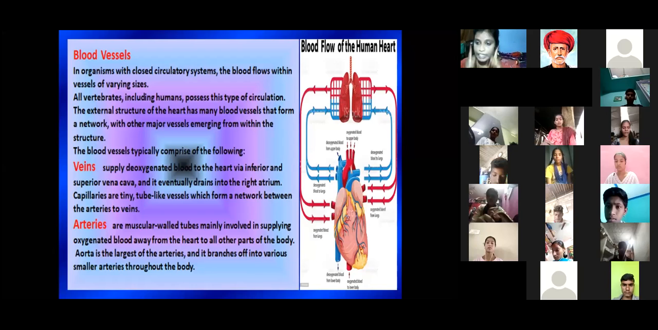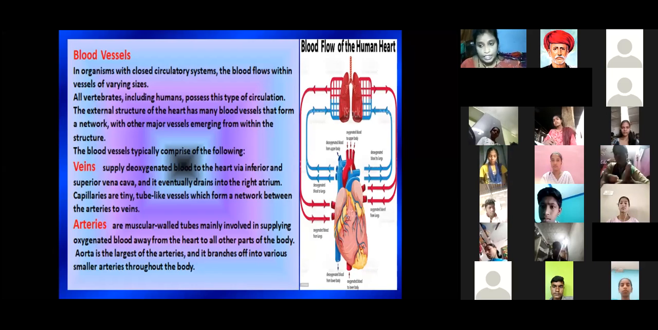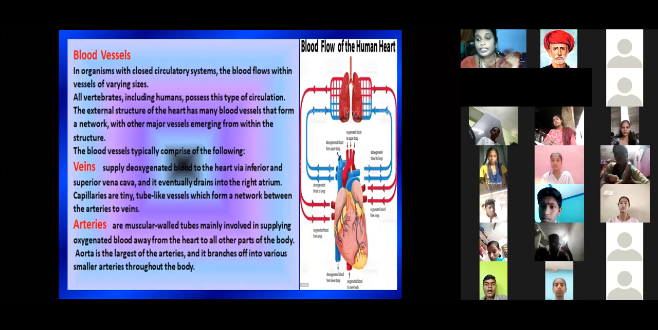Oxygenated blood is carried by the arteries. Deoxygenated blood is carried by the veins. These are the differences between arteries and veins. Arteries carry the oxygenated blood. Veins carry the deoxygenated blood. Deoxygenated blood is collected from all parts of the body and brought to the heart. In the same way, the heart pumps oxygenated blood to all parts of the body. This is the main difference between arteries and veins.